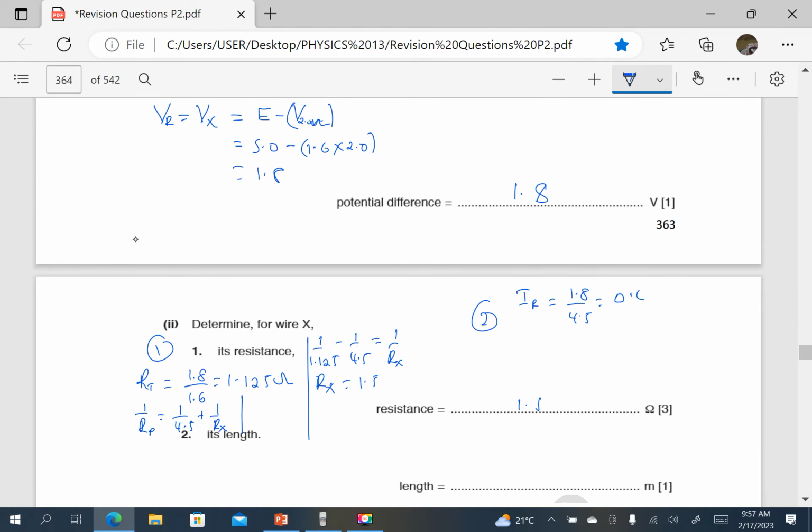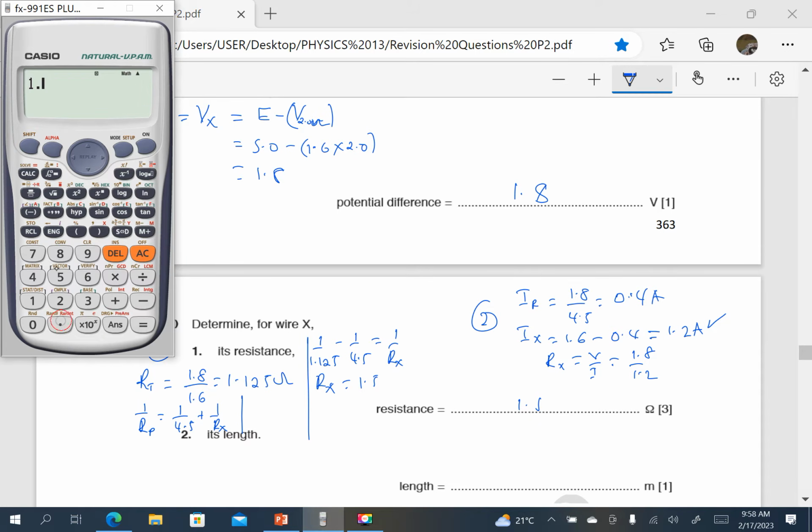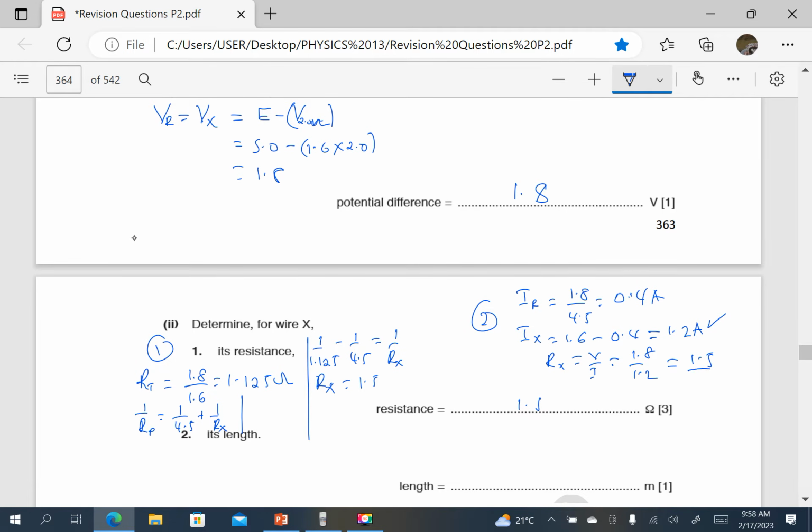So the current through R is 0.4, but remember the total current entering the junction was 1.6, which means the current through X is going to be 1.6 minus 0.4, according to Kirchhoff's first law, which is 1.2. Yes, 1.2 amperes. Now that I have the current through X, and the PD across X is the same as the PD across R because they're in parallel, I can find the resistance of X using V over I. That will be 1.8 divided by 1.2, which gives us 1.5. So that is 1.5 ohms.